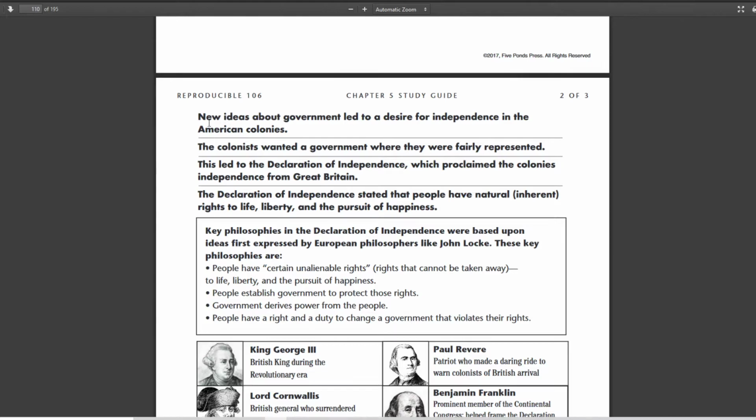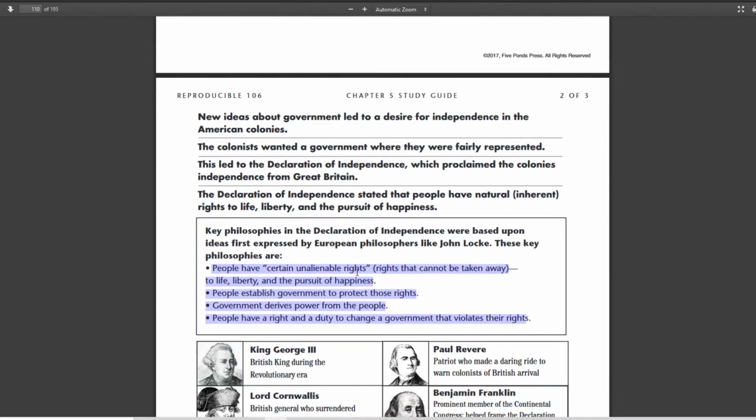All right, so new ideas about government led to a desire for independence. We became more focused on what we wanted to do here in America. The colonists wanted a government where they were fairly represented. This led to the Declaration of Independence. And the Declaration of Independence had these four key ideas. This is another thing that we really need to focus on right here.